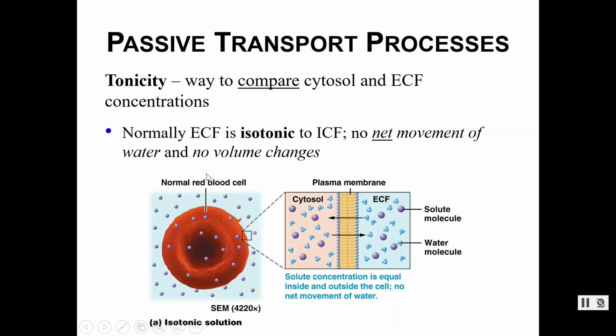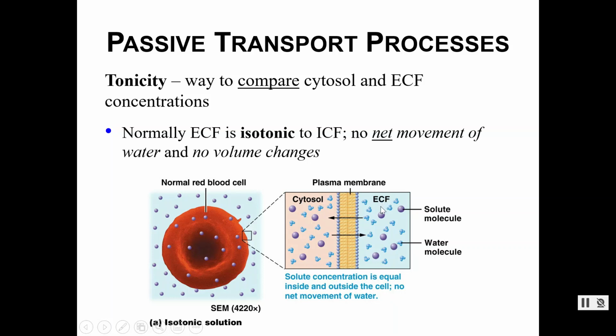Okay, we're just always talking about little red blood cells. So, if your ECF, extracellular fluid, and your ICF, intracellular fluid, are isotonic, so same concentration, that means as many waters as you have on the left, you have the same amount on the right. As many solutes as you have on the left, you have the same amount on the right. So inside and outside are equal.